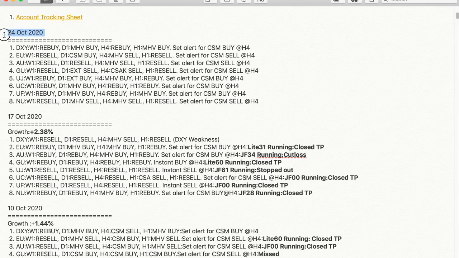For 24th of October 2020, DXY we're waiting for buy. EU we're going to sell, AU we're going to sell, GU we're going to sell, UJ we're going to buy, UCAD we're going to buy, UCHF we're going to buy, and NU we're going to sell. All these are waiting for the alert to happen. So we're not sure that we're going to get entry, but we just trade our SOP, and this will be the best way to trade in the weekly time frame.